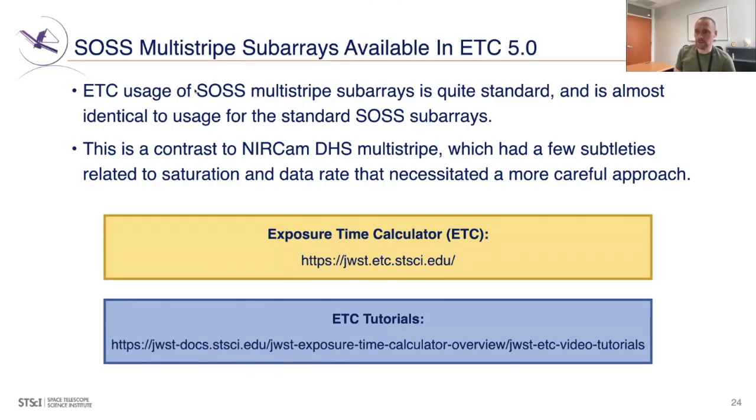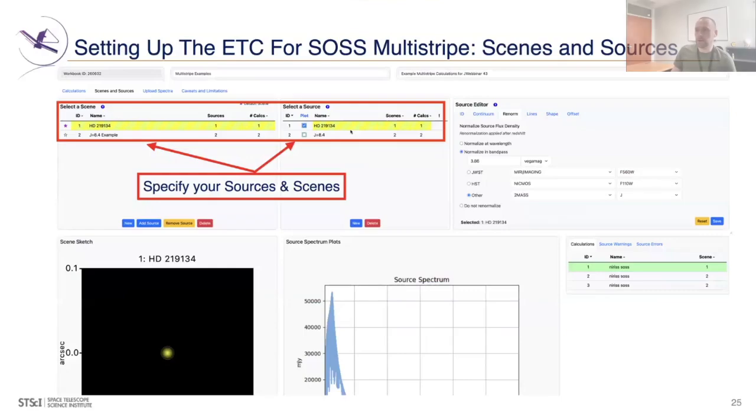ETC. And this is a little bit in contrast to NIRCam DHS, which had some subtleties last cycle that you might remember if you were involved in any proposals relating to saturation and data rate, that we're lucky enough not to have to worry about for SOS Multistripe. So if you're completely unfamiliar with the ETC, here are some links to check it out and some tutorials. You'll definitely need it if you're interested in prepping a proposal. But otherwise, I'm just going to dive in, assuming you have some kind of low-level understanding.